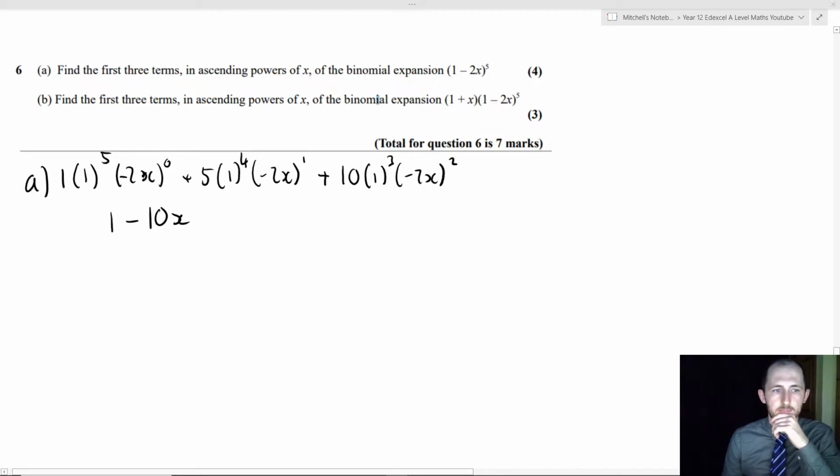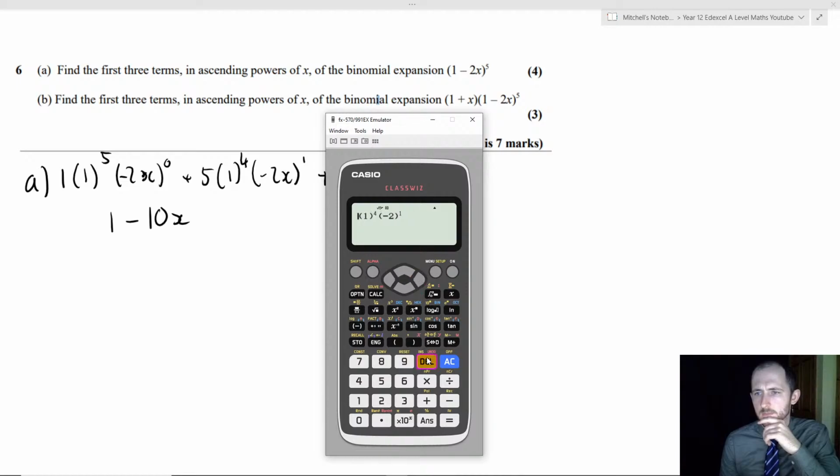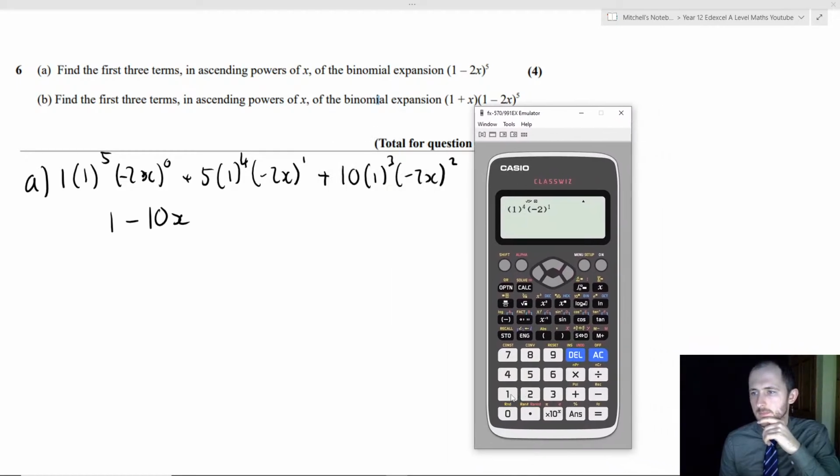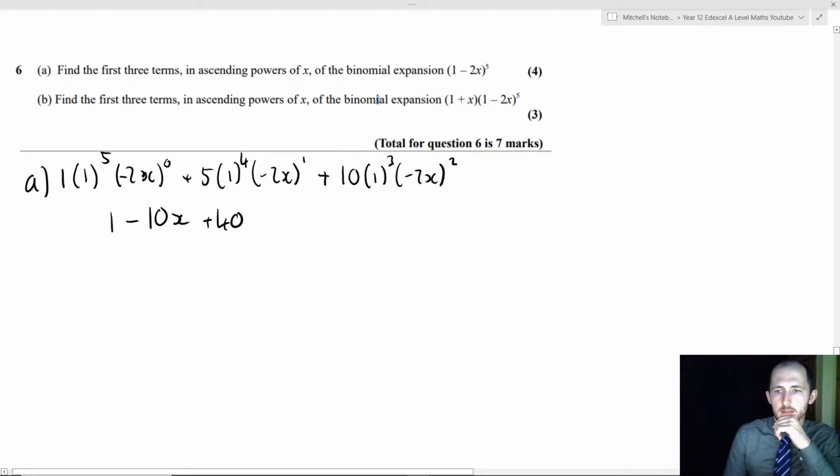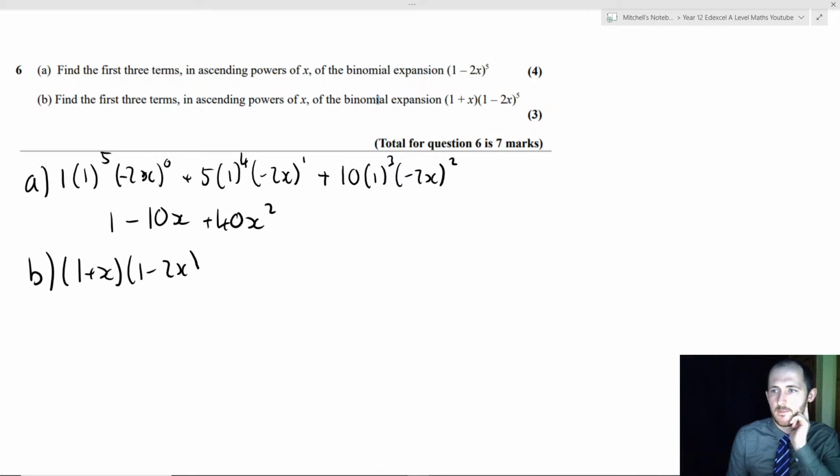x, cubed, 40 x squared. Okay, and then it says, so find the first 3 terms again of this thing here. Now, we should note that that means it's going to include x to the 0, x to the 1, x squared.